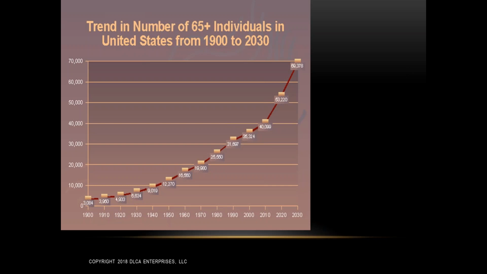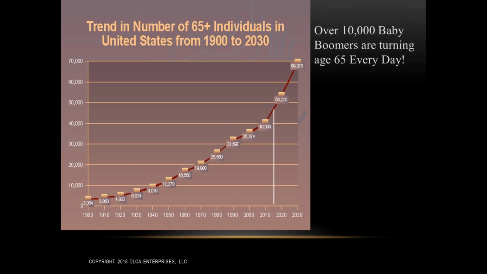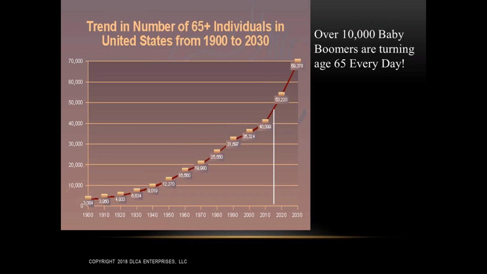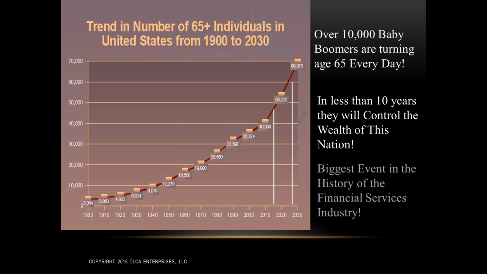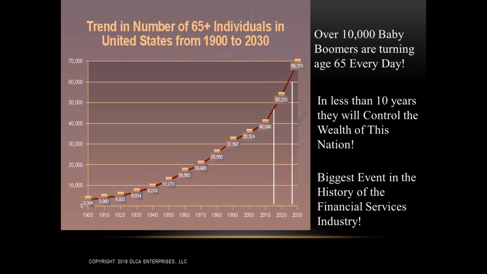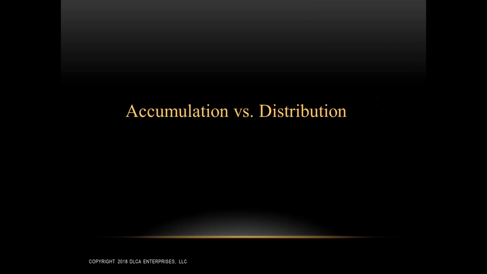This chart I'm about to share with you shows the trend of numbers of individuals aged 65 and older in the United States. Now, it goes all the way back to 1900, and I know you're not interested in that, but it's also projected through the year 2030. So if we look at where we are today, we've got 10,000 boomers turning 65 every day, making those decisions about what they're going to do with their 401ks, TSPs, 403bs, etc. In less than 10 years, they're going to control the overwhelming wealth of this nation. So I want to point out, this is clearly the biggest event in the history of the financial services industry.